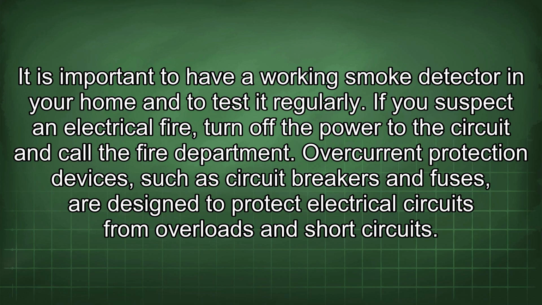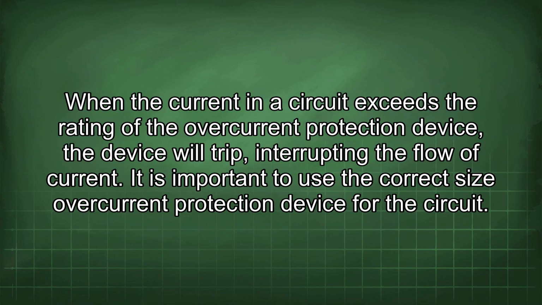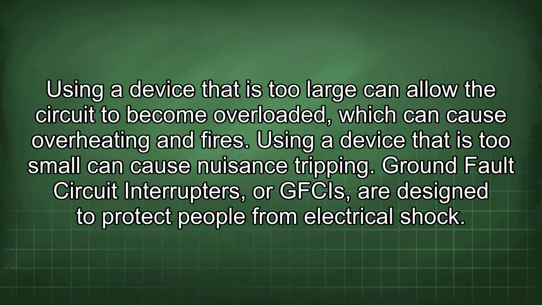Overcurrent protection devices, such as circuit breakers and fuses, are designed to protect electrical circuits from overloads and short circuits. When the current in a circuit exceeds the rating of the overcurrent protection device, the device will trip, interrupting the flow of current. It is important to use the correct size overcurrent protection device for the circuit. Using a device that is too large can allow the circuit to become overloaded, which can cause overheating and fires. Using a device that is too small can cause nuisance tripping.